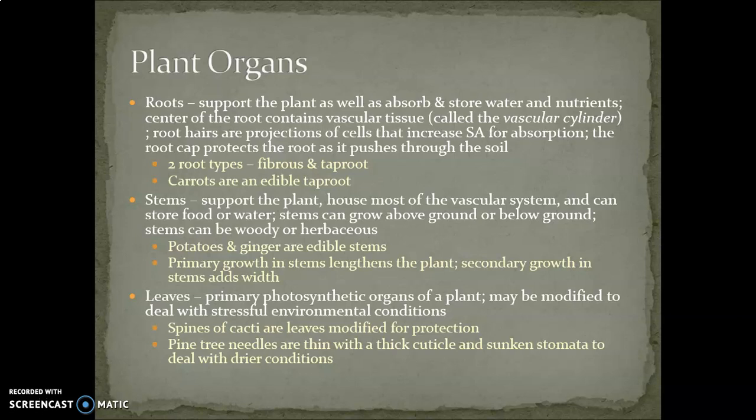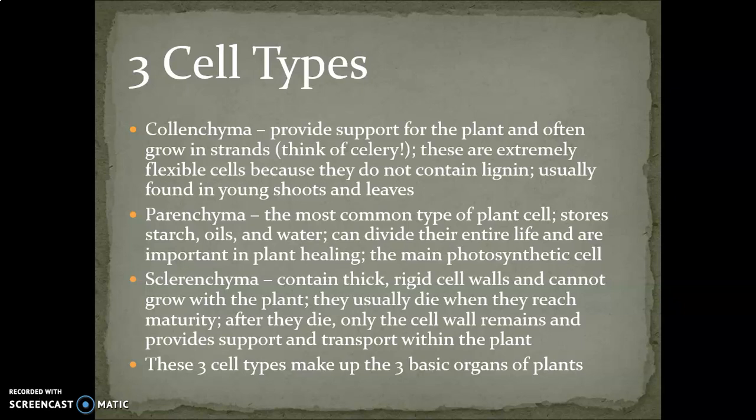All right, different cell types: collenchyma, parenchyma, sclerenchyma. They each will do certain jobs for the plants. And it's pretty self-explanatory. The collenchyma are going to be extremely flexible cells, do not contain lignin. These are the young shoots and leaves of the plant, very flexible material. The parenchyma are ones that are going to be storage. They can divide the entire life of the plant.